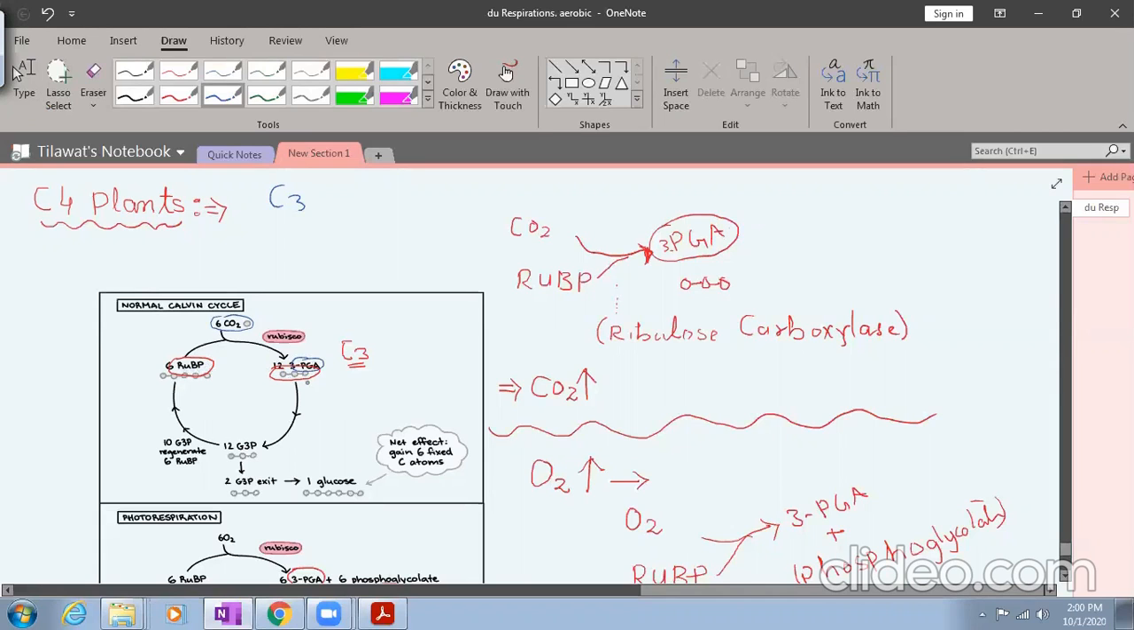So that 3-phosphoglycerate is actually a 3 carbon molecule. Am I clear? So that's why, in those plants in which the dark reaction of photosynthesis happens and forms a 3 carbon molecule, the first product is a 3 carbon molecule. That is called what? Those plants are called C3 plants.